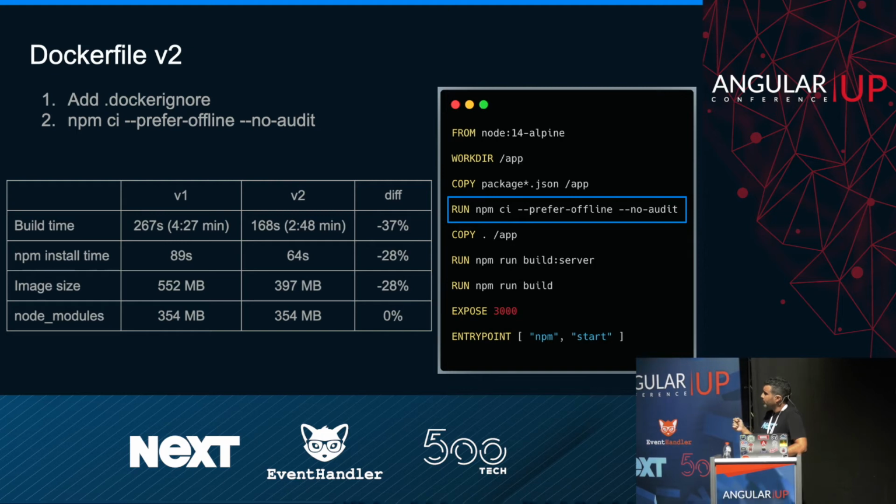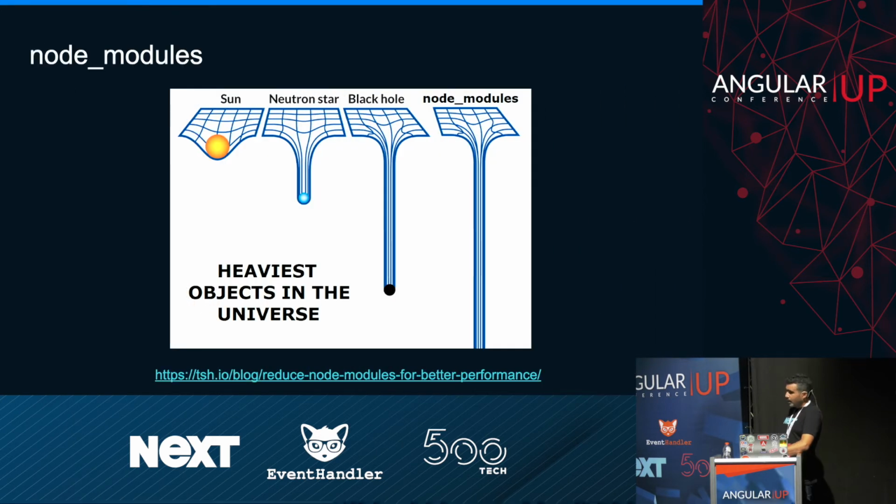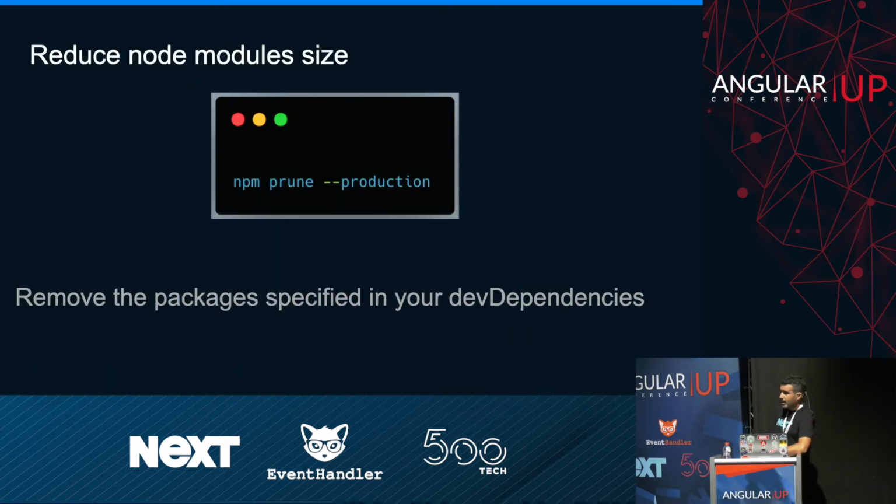But I found out that the node modules is the biggest folder, and it's the same. How can I improve the node modules folder? I guess some of you already know that node modules is the heaviest object in the universe. How can we improve it in our Docker image? I found out that I can use the npm prune production. The npm prune production will remove all the dev dependencies from my node modules folder. For example, I don't need all the tests, I don't need all the Angular dev kit and all the Cypress, for example. I can remove it.